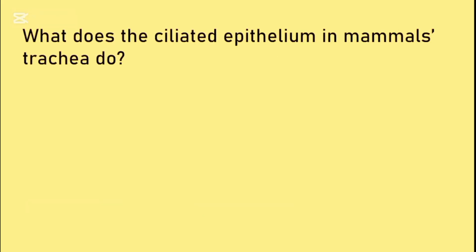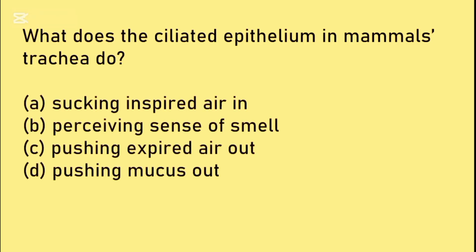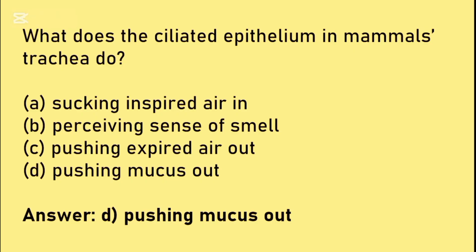What does ciliated epithelium in a mammal's trachea do? Sucking inspired air in, perceiving sense of smell, pushing inspired air out, pushing mucus out. Correct answer is D. Pushing mucus out.